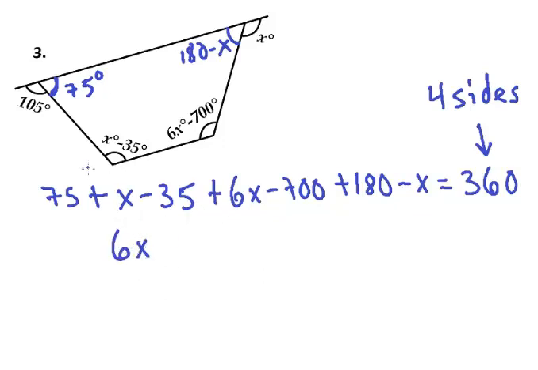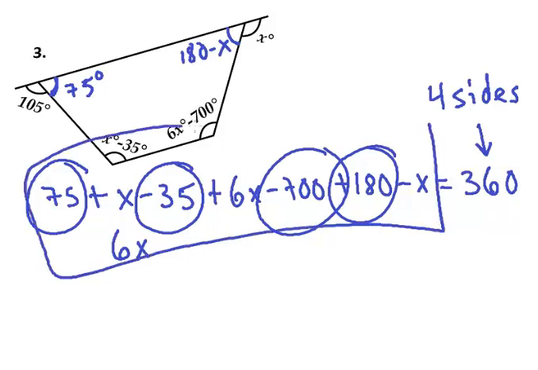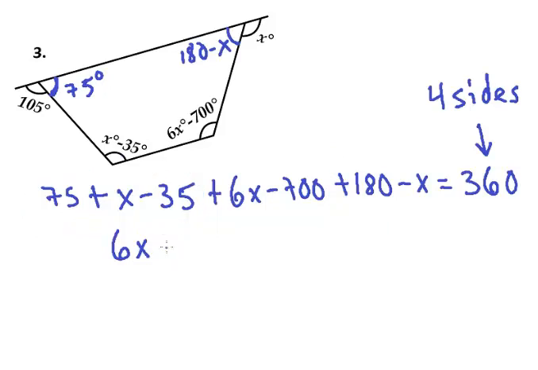Now I'm going to work with the numbers. 75 minus 35 minus 700 plus 180. I am not going to use 360 because it is after the equal. I'm only working with the numbers before equal. So 75 minus 35 minus 700 plus 180. That should give me negative 480 equals 360. I'm going to copy it.